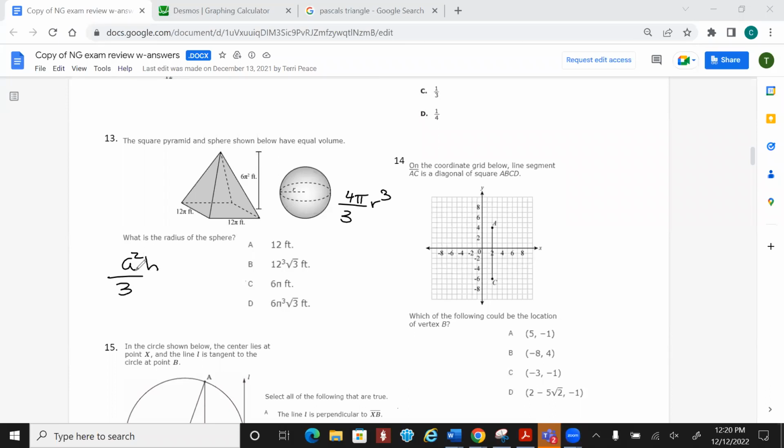What's going to happen is you're going to substitute in the stuff that they give you. So that's going to be 12 pi squared divided by 3. And we're going to multiply it by the height. And this height says 6 pi squared.